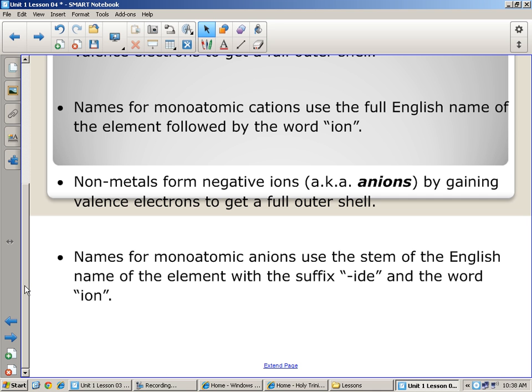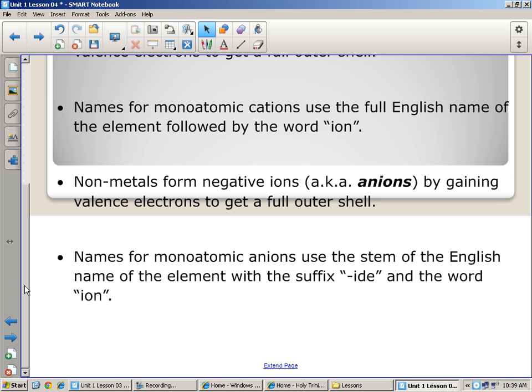Nonmetals are always going to be negative ions, and they will also be known as anions. And I know what you're thinking. Metal ions or cations, shouldn't nonmetals be dog ions? No. Sorry, dog lovers.